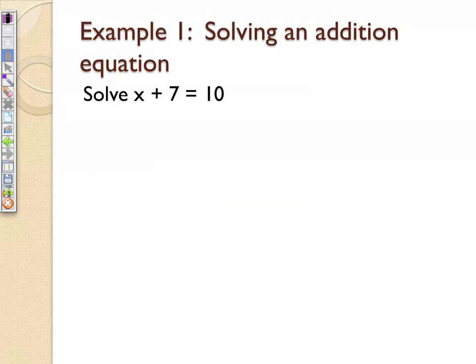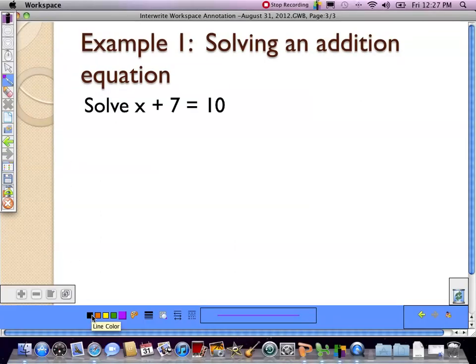All right, let's start with some examples. Please write in your guided notes exactly what I am writing so that you have the steps for solving one-step equations. Now, in this equation, we have x plus 7 equals 10. Now, what I'd like for you guys to do is draw an imaginary line down where your equal sign is. And we just do this to kind of separate our equation into two different parts, the left side and the right side.